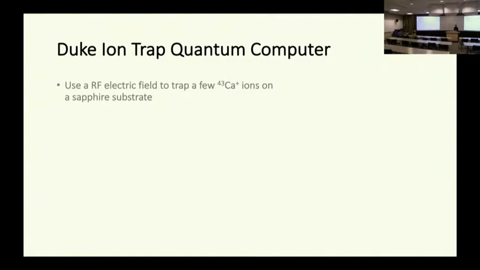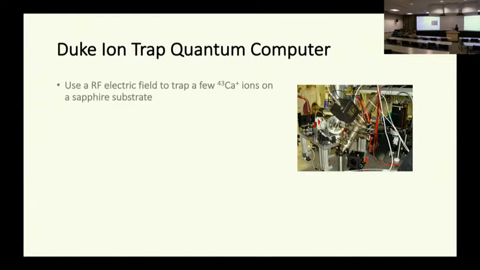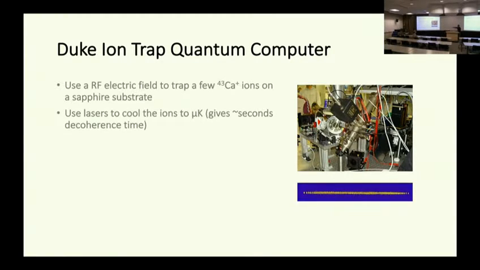So just an example of what all you need to do. There's your ion trap quantum computer. So you have these calcium-43 ions, positively charged ions. You use a radio frequency electric field to trap them in a sapphire substrate. So you make them sort of localized in a very small volume. And in fact, there's a picture of those that use fluorescence to see them.